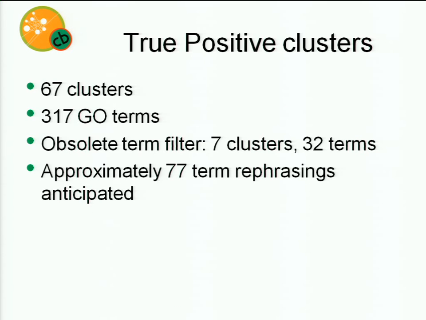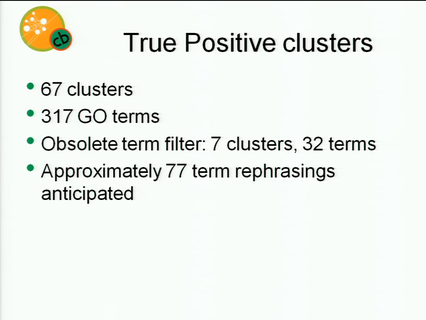So, some analysis of the clusters that we have. As I said, we ended up with 67 true positive clusters. This constitutes 317 GO terms. Now, we worked with an older version of the GO, so after applying an obsolete term filter, looking for terms that are now obsolete in the Gene Ontology, we removed 7 of those clusters, which contain 32 terms altogether.